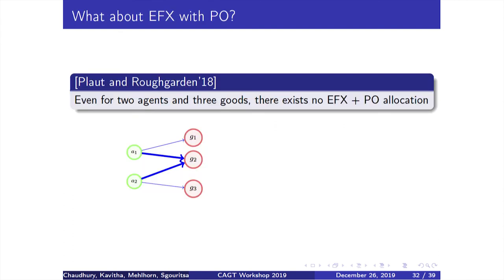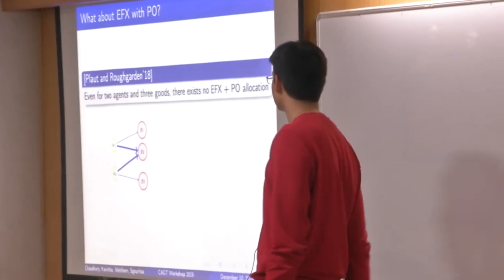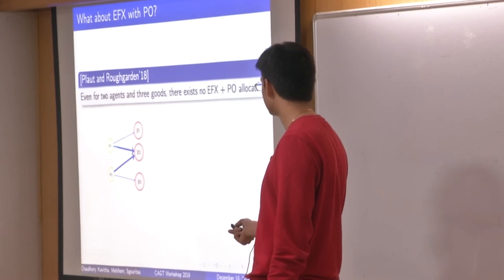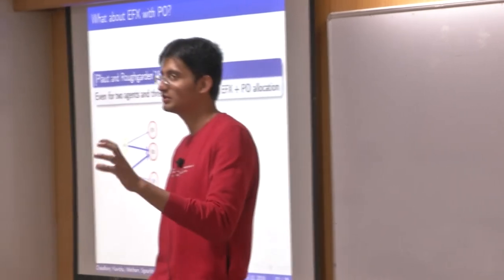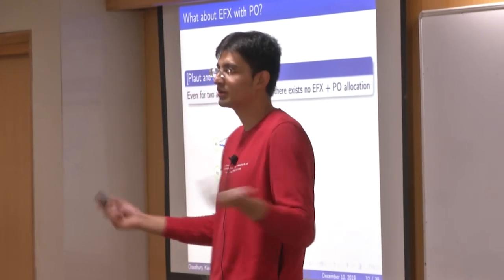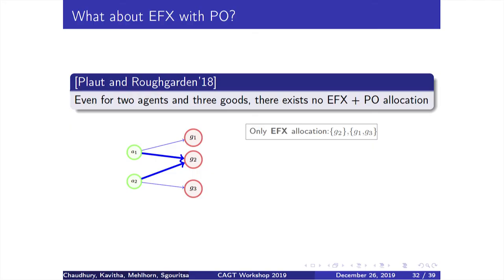What about EFX? This is an example from Tim's paper with Benjamin, showing that EFX and Pareto optimality will not go hand in hand. Consider this simple example with two agents and three goods. There is one particular good, G2. Thick blue edges denote high utility, light blue edges denote lesser utility, and no edge denotes zero utility. It's clear to see here that the only possible EFX allocation is to allocate this good as a singleton set.